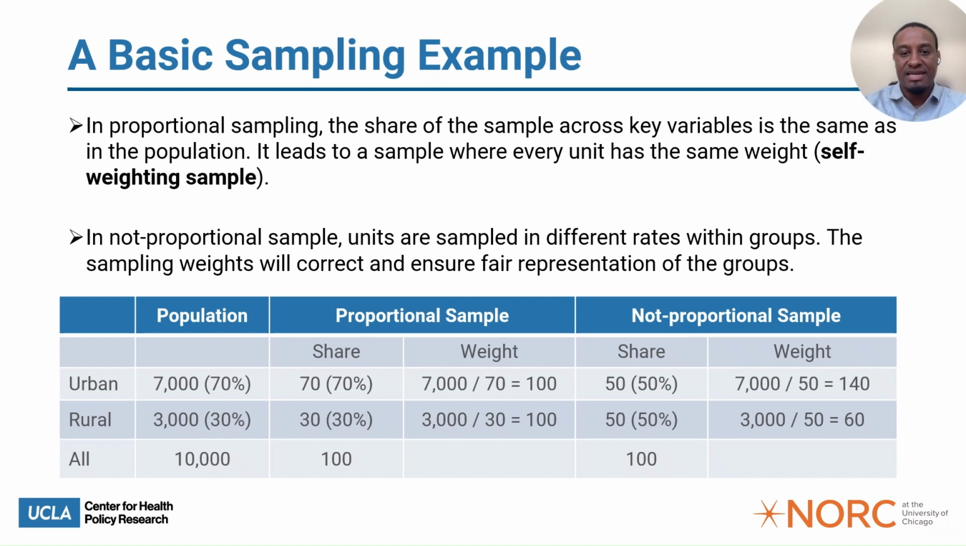In this case, we can see that the weights of the people in the urban areas are different from the weights of the people in the rural areas. So this case is not a self-weighting sample.